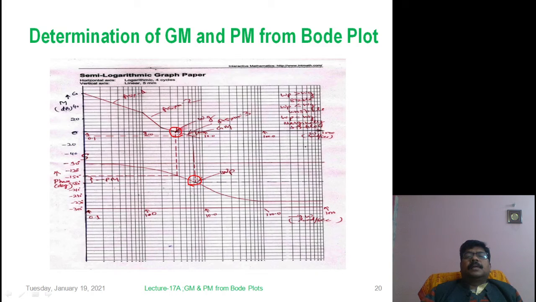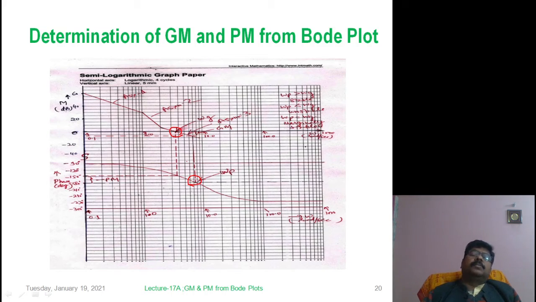At the gain crossover frequency, from the gain crossover we draw a line and it crosses the phase plot. From that, a line parallel to the frequency axis is drawn, and the gap between minus 180 degree and this line is the phase margin available. So this is the phase margin.